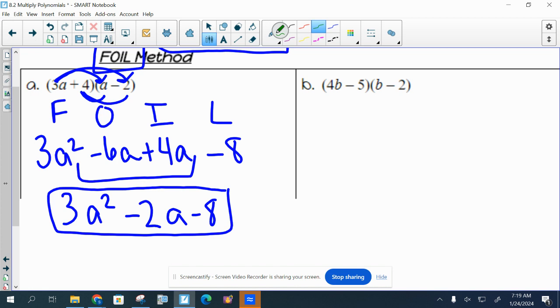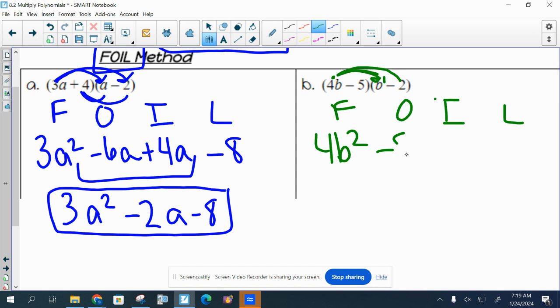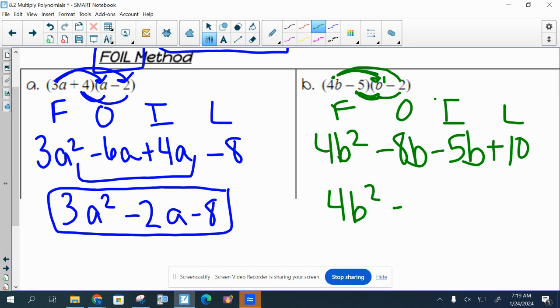So next, 4b times first, outer, inner, last. So your first would be 4b times b, which is 4b squared. Your outer would be 4b times negative 2, which is negative 8b. Your inner terms are the negative 5 with the b, which is minus 5b. And your last terms are negative 5 times the negative 2, which is plus 10. Add up your two middle terms, and you get 4b squared minus 13b plus 10.